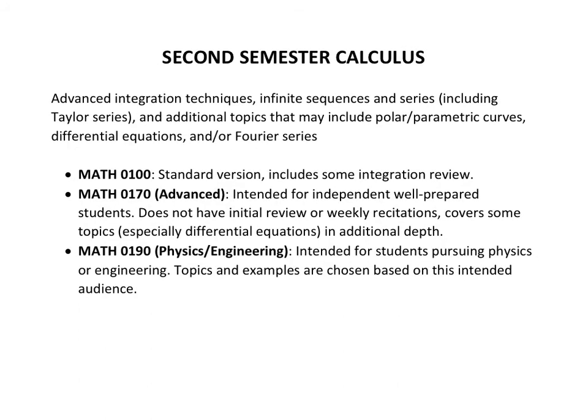Calculus 2 picks up where Calculus 1 left off and covers a variety of single variable calculus topics. The heart of the course is advanced integration techniques and infinite sequences and series leading up to Taylor series, but most courses also cover some additional topics which you can see listed here. Math 100 is the standard version of this course. It does include some review of the end of Math 90 to get everyone up to speed on integration. If you don't feel like you need that review, and you don't feel like you need to meet with TAs each week, Math 170 is a course for independent, well-prepared students, which removes those pieces, and as a result is able to cover some topics in additional depth.